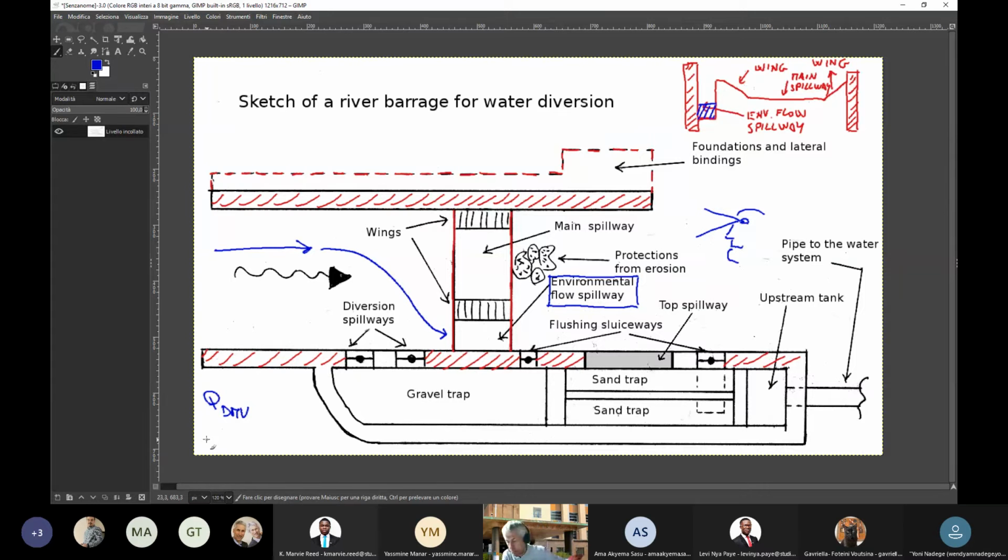Very good. Now, this is, again, essential information. You have to estimate it. And this goes through the environmental flow spillway with priority. Why do we concentrate it in the spillway?